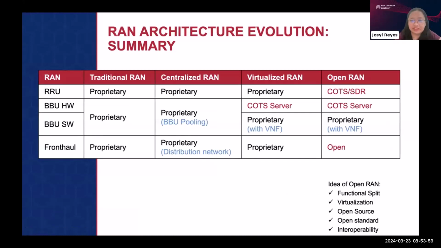Yeah. And then to summarize again the different architectures, notice in the traditional RAN, all the different components, the hardware, the software, and the front haul interface, they are proprietary. So it's vendor dependent. So if you buy from one, you need to buy all from the same vendor. Eventually, the centralized RAN introduced the concept of pooling and distribution network, which moved it slowly towards virtualization and open RAN. And then virtualized RAN, wherein the baseband functions may now run on commercial off-the-shelf servers, but some components are still proprietary. And then eventually for Open RAN, this is the goal of Open RAN.